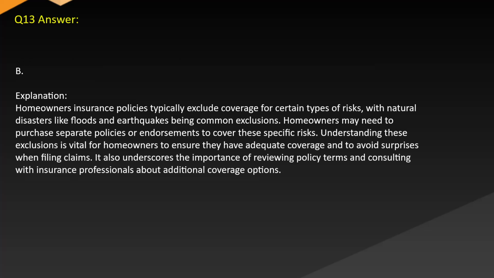Answer B. Explanation. Homeowners' insurance policies typically exclude coverage for certain types of risks, with natural disasters like floods and earthquakes being common exclusions. Homeowners may need to purchase separate policies or endorsements to cover these specific risks. Understanding these exclusions is vital for homeowners to ensure they have adequate coverage and to avoid surprises when filing claims. It also underscores the importance of reviewing policy terms and consulting with insurance professionals about additional coverage options.